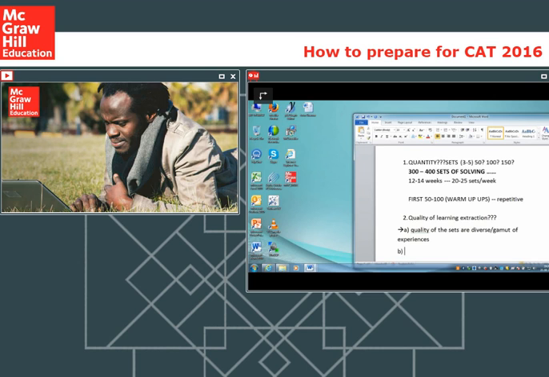And the second thing you'll have to do, to improve the quality of learning extraction, is this: how do you extract learning from the set? That becomes your second challenge.